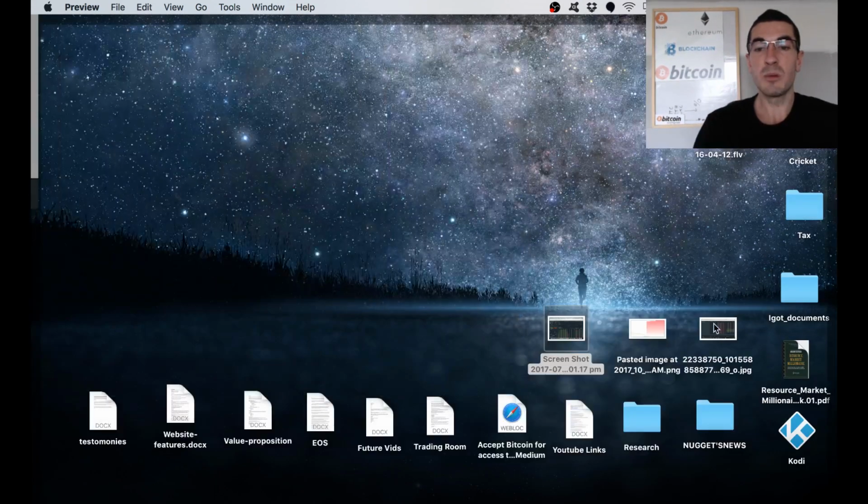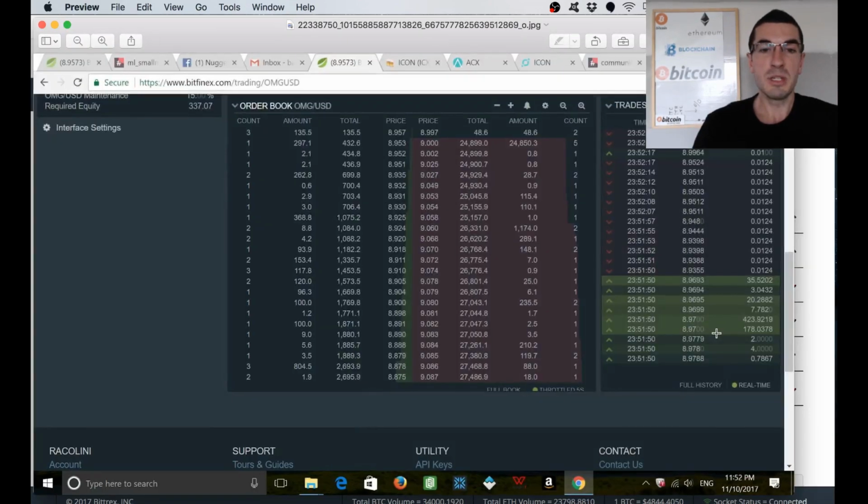So I hope you're beginning to understand what a wall is. So again, one more example here. This is just recently from the other day. This is the opposite. This is a sell wall on OMG where 5 traders have got orders of 25,000 OMG at exactly $9, and that appears as this red wall, a visual representation of all those sell orders that clearly outweigh the buy orders.